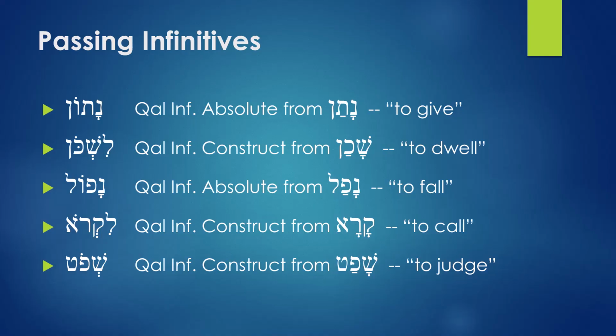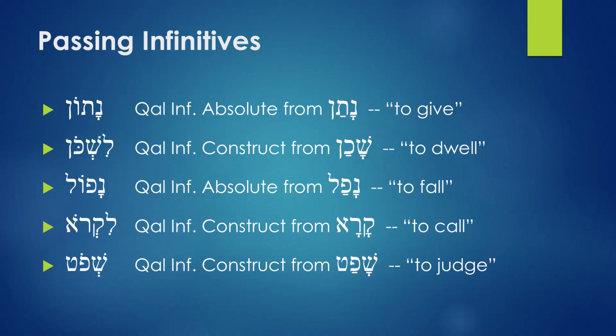Next we have nafol. Now, nafol is infinitive absolute. You might have thought it's infinitive construct, but remember, infinitive construct adds the le preposition, and it's only absolute that adds kametz and holem vav. So when you see a kametz under the first consonant and a holem vav between the second and third consonant, that is infinitive absolute. That is coming from nafal, and so the infinitive absolute nafol means to fall.